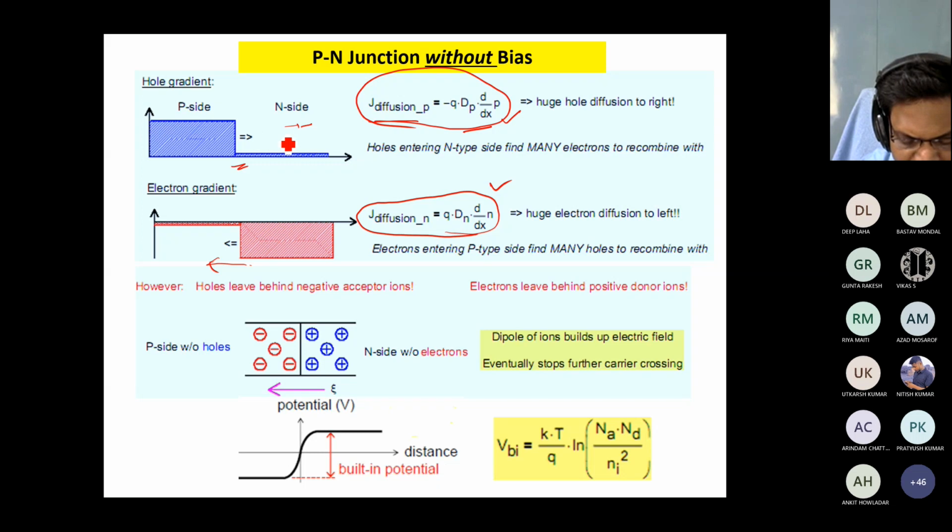Whenever the holes come to the n side, there is a huge number of electrons there. Similarly, whenever the electrons move towards the p side, there is a huge number of holes there. So the holes reaching the n side will recombine, which means they will be lost. Similarly, electrons reaching the p side will recombine with the holes and be lost.